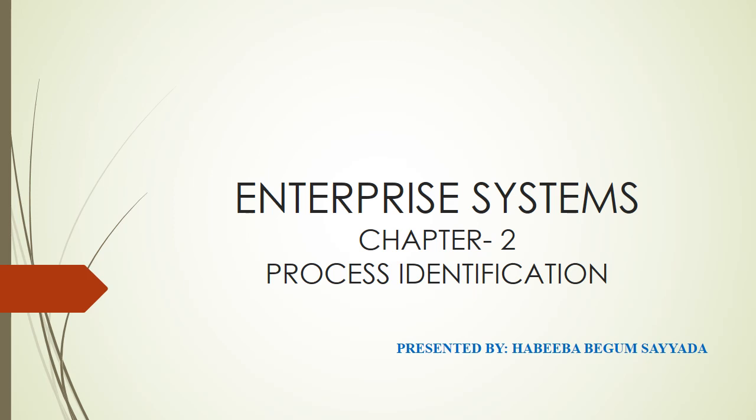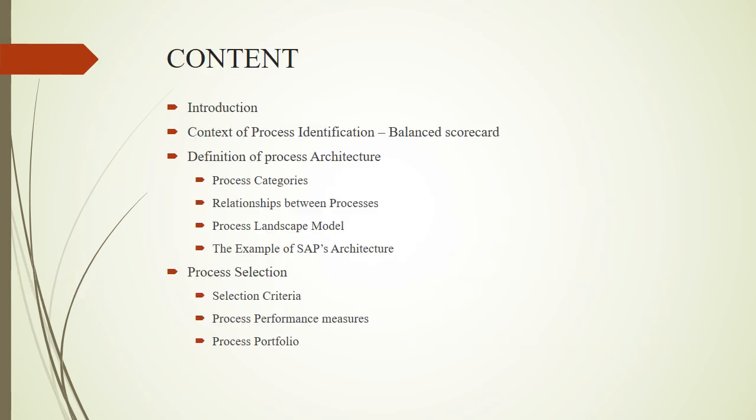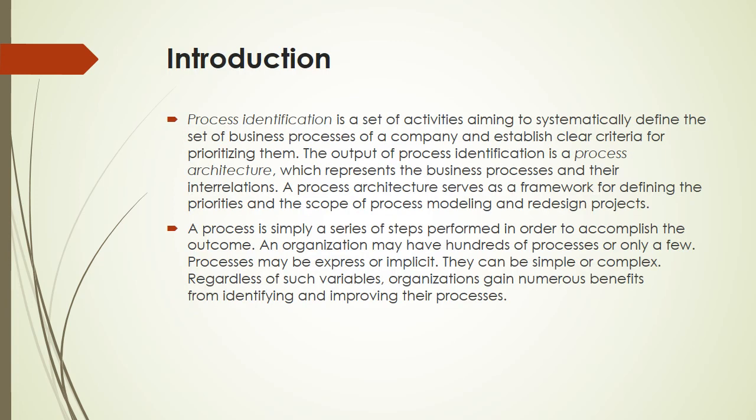Today in this PPT, I am going to explain chapter 2 of enterprise systems, that is process identification. In this PPT, I am going to deal with the introduction of process identification, the context of process identification in which we can see the balanced scorecard, and then we'll move forward with process architecture, and the last thing we'll deal with is process selection.